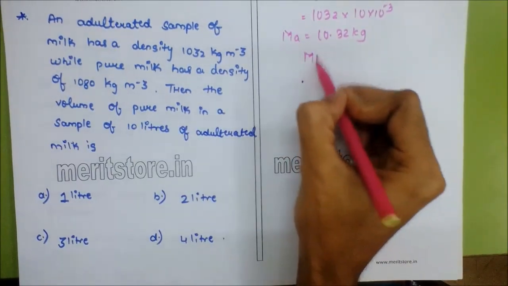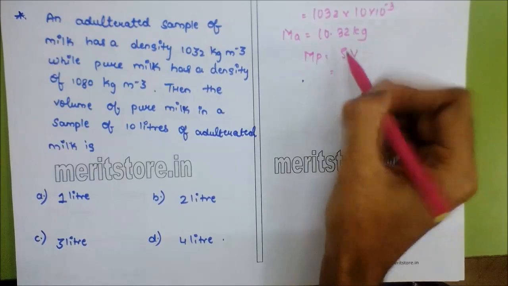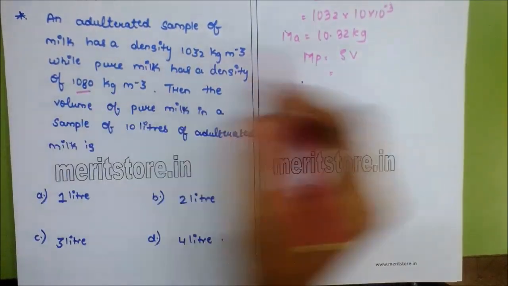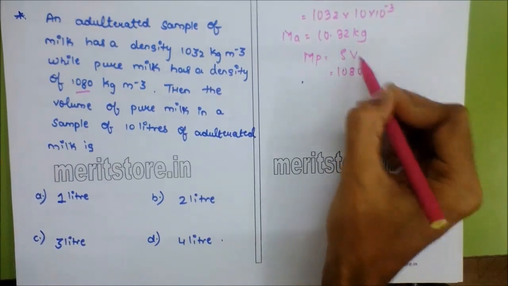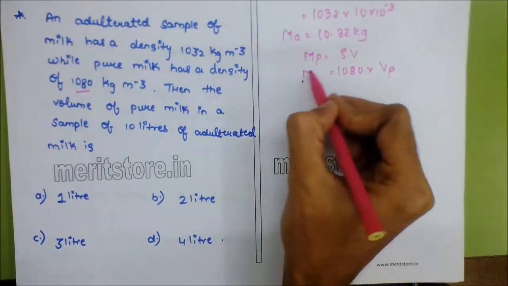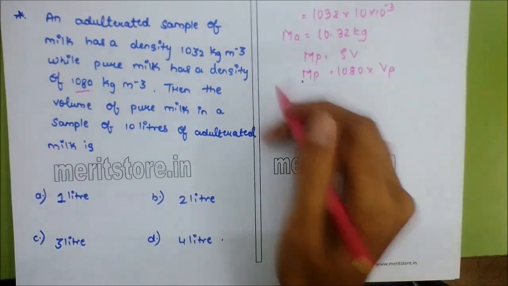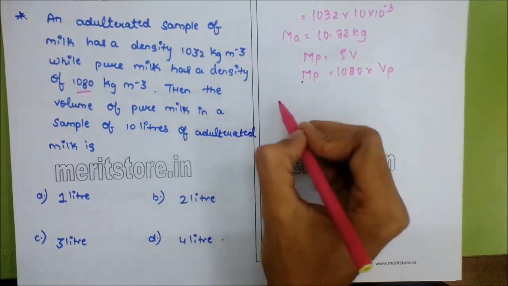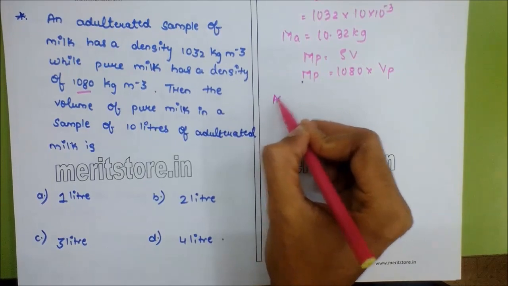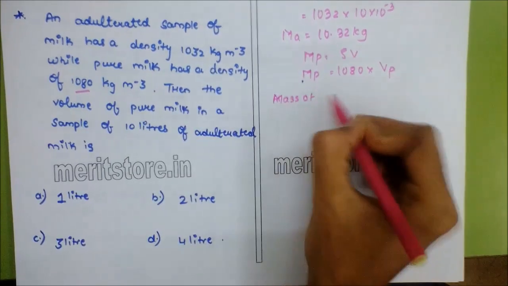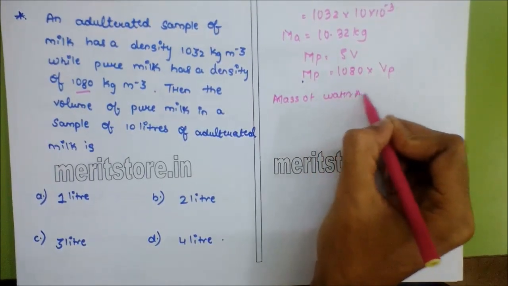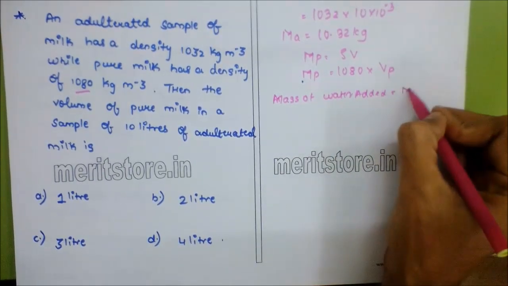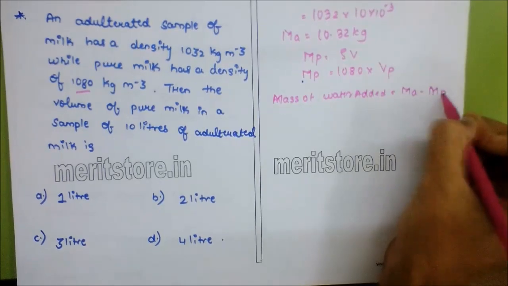Okay, similarly for the pure milk, we have rho into V. We have the density of the pure milk given to be 1080 multiplied by the volume of the pure milk, which is not given, so the mass of the pure milk is 1080 into the volume of the pure milk. Okay, so the total mass of water added will be equal to the mass of adulterated milk minus the mass of pure milk.